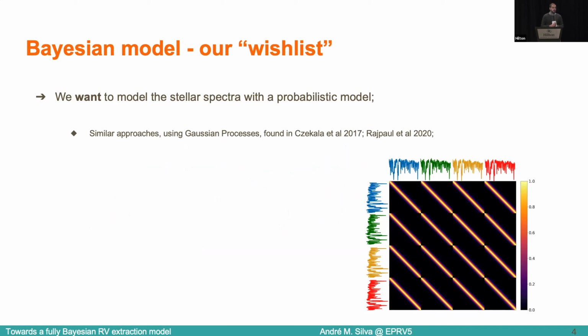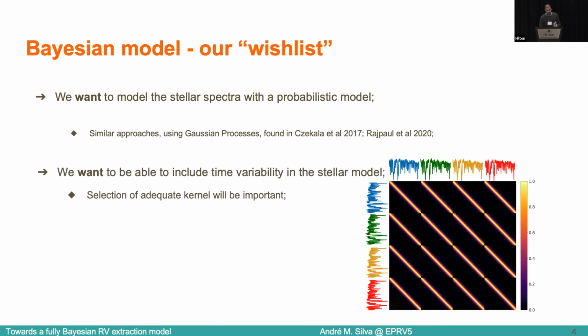In our model, we will take the same methodology as Czekala, and the main idea behind this is that we have multiple observations of the same star. And so we select one order across all observations, and we place them on a common reference frame. So in essence, we align them. Then we use a Gaussian process to model the concatenation of all of these orders through time. And in principle, this will also allow us to include time variability in our model if we do a proper selection of the Gaussian process kernel.